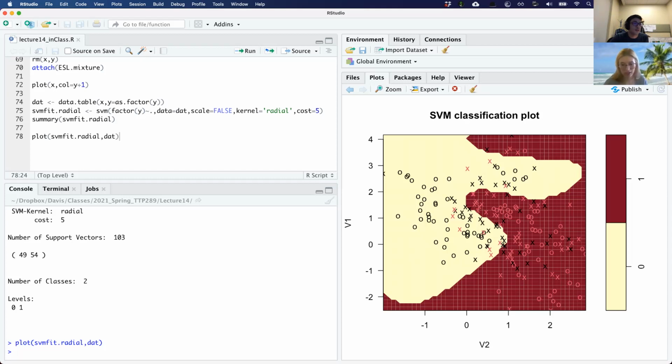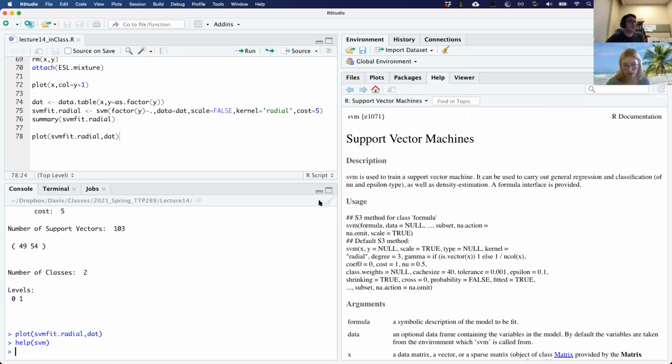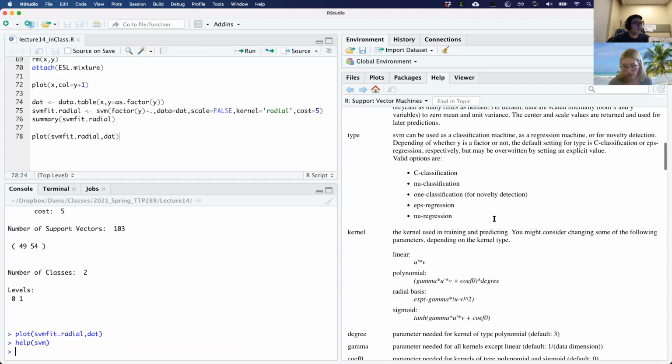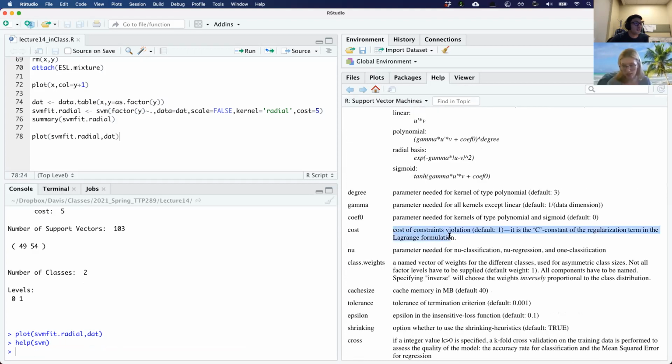I was looking at the help page for the SVM function, and it was saying that the cost is the C constant of the regularization term in the Lagrange formulation. Is that just something that? Yeah, that's right.